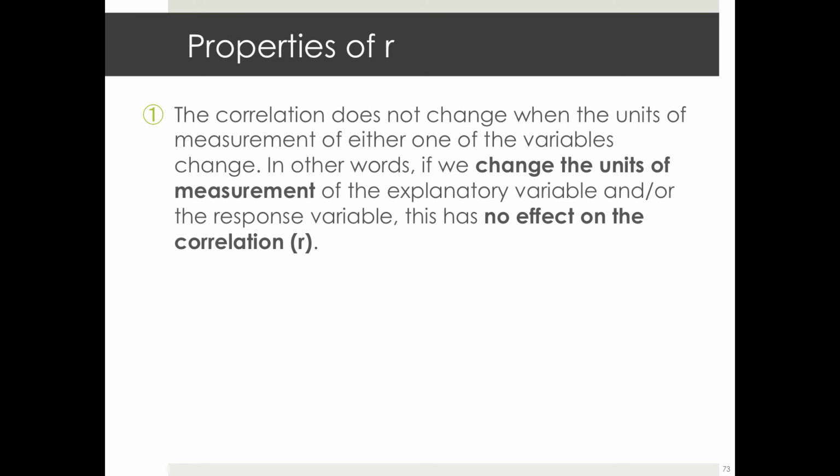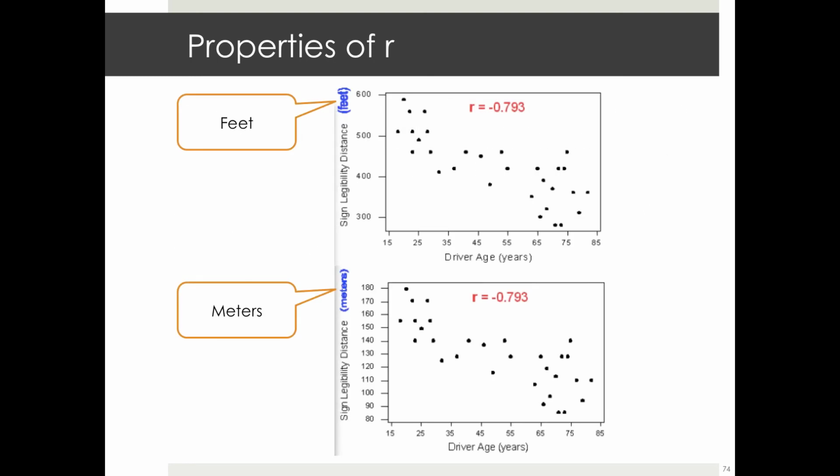Number one, the correlation does not change when the units of measurement of either one of the variables change. In other words, if we change the unit of measurement of the explanatory variable and or the response variable, this is going to have no effect on the correlation coefficient R. Here is an example of that. We've got a couple of graphs here.